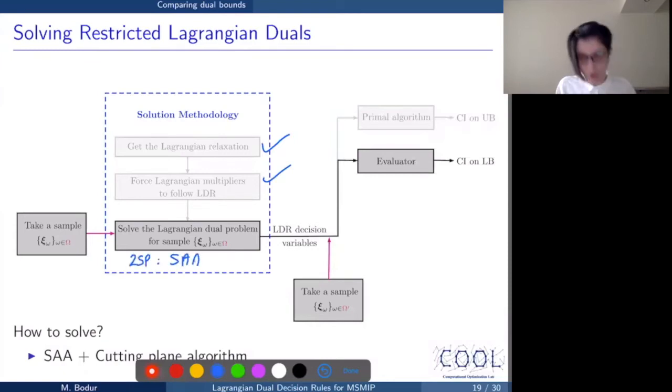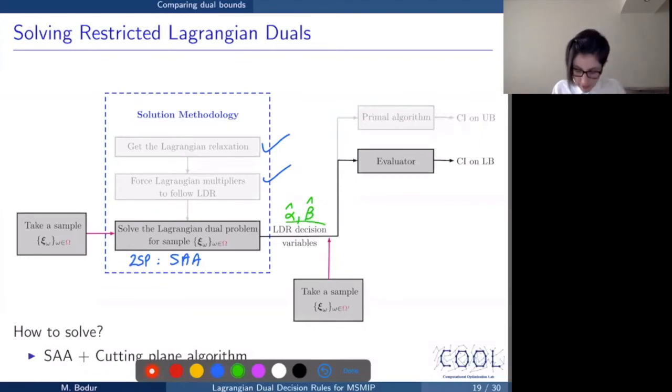For instance, we can solve by means of sample average approximation. Then you can do a cutting plane algorithm. For instance, if your second stage happens to be LP, then you can use Benders decomposition. And in fact, in our experiments, we are mostly using a regularized version of Benders decomposition. But one way or another, you solve these LDR restricted Lagrangian problems, and from either the stage-wise or the NA dual, you get these candidate LDR deterministic decision variable solutions.